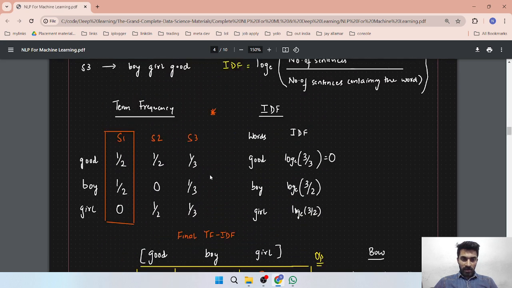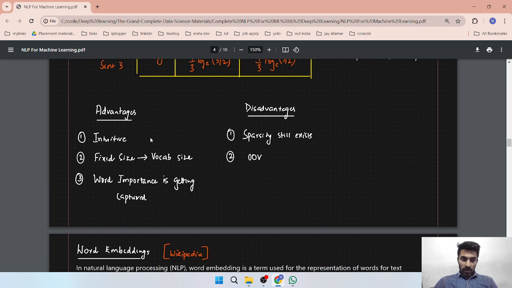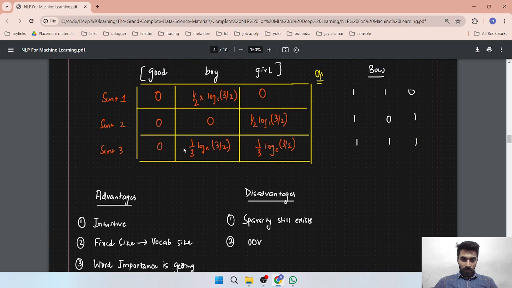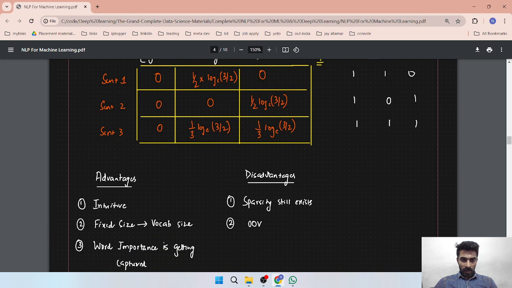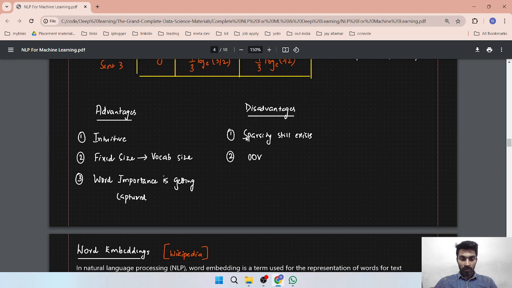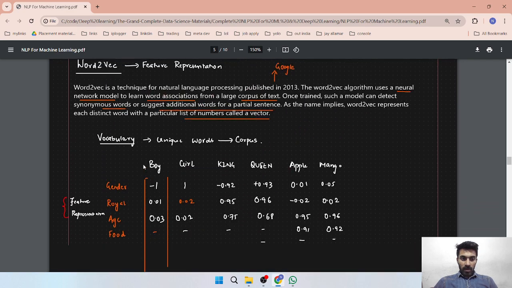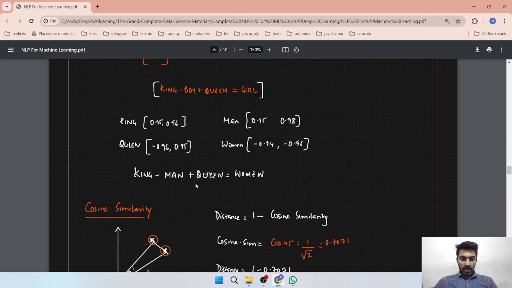So these are the advantages and disadvantages. I think you will understand TF-IDF now. The advantages are that it is intuitive and has a fixed size. At the time of training, we have to define the vocab size. Importance is also captured due to the IDF value. Sparsity still exists, and out-of-vocabulary are some disadvantages. These were solved by our embeddings. So we will learn all of this, Word2Vec and embedding, in the next lecture.